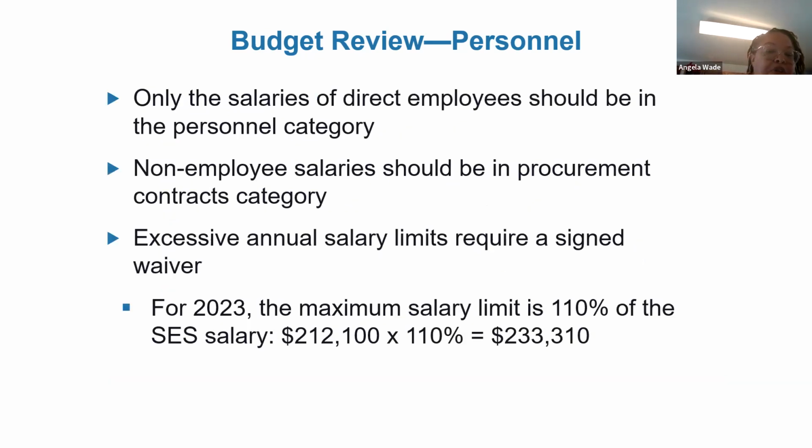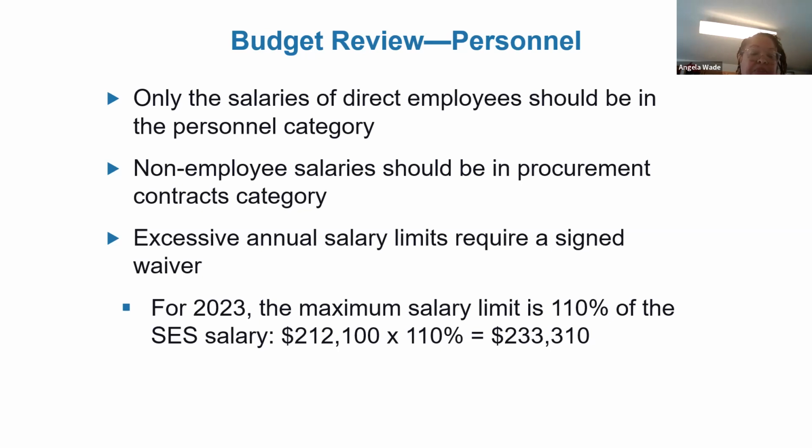Now, just a few pointers or tips as you're completing the personnel category. As I mentioned, a lot of times you may have individuals working in your grant program that aren't direct employees of yours. Those people should be listed in the procurement contracts category. So the personnel category should only show your direct employees.